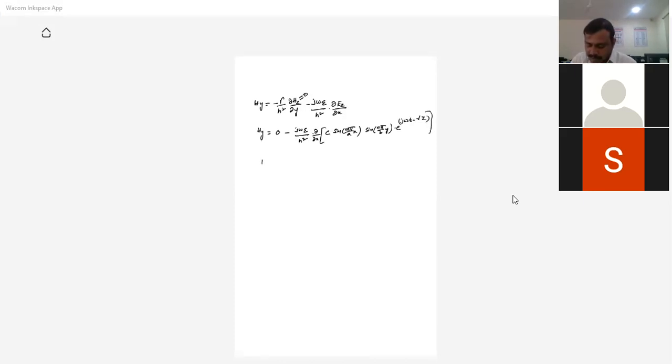Now, what is the Hy? Hy is equal to minus j omega epsilon by h square times the partial derivative with respect to x, and you can write C into m pi by a into cos of m pi by a into x, and sine of n pi by b into y, e power j omega t minus gamma z. Now this is our sixth equation.